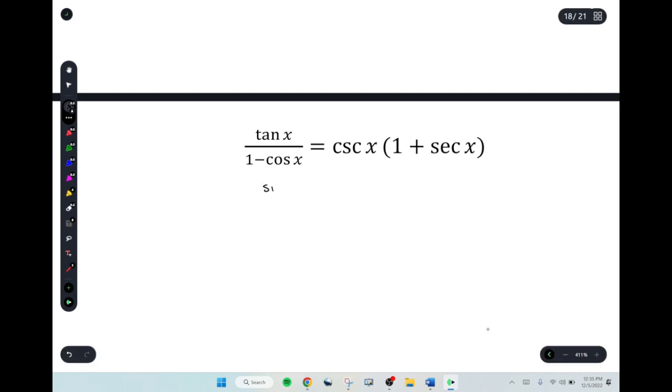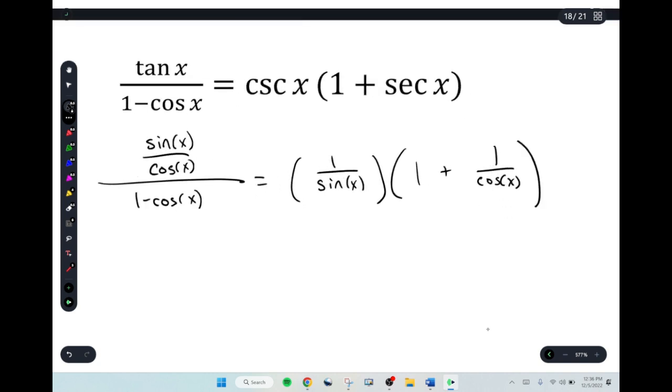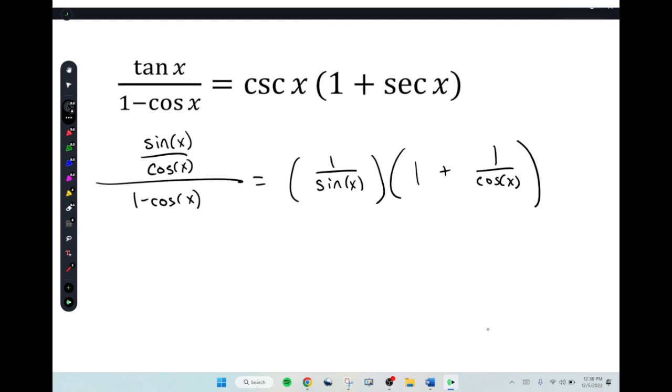So you should have gotten sine over cosine, all over 1 minus cosine, equals, I'm going to put parentheses around this just because I'm a little trepidatious not to, 1 over sine, more parentheses, 1 plus 1 over cosine. Anybody have any questions so far? Please ask if you do. This is the important first step.